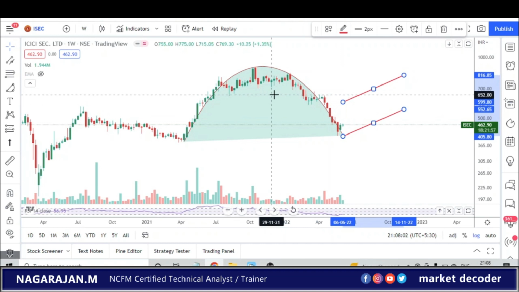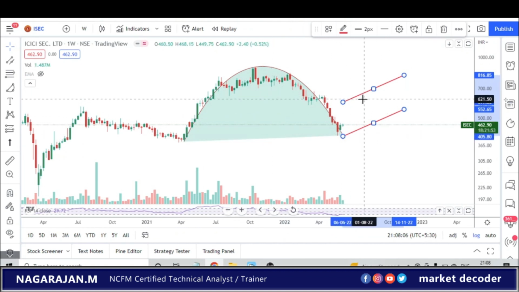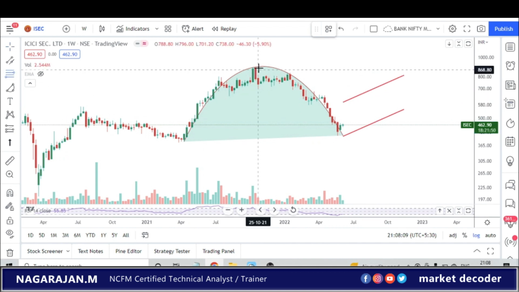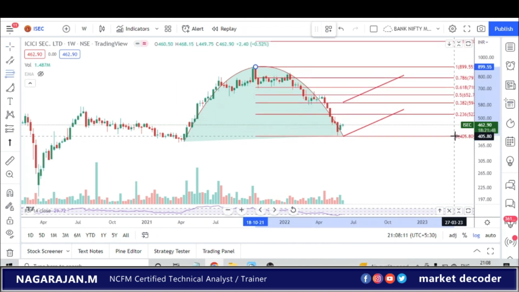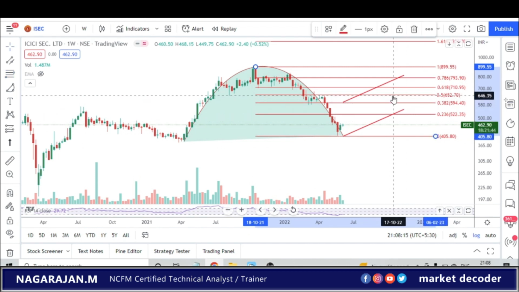So if this is going to be a cup and handle, then definitely the market will move towards at least 0.382. We'll see where the 0.382 is coming around. If the market is going towards 0.382, that is going to be 594. Right now we are at 462. It is having a potential of running around another 130 to 140 points in the next few weeks.